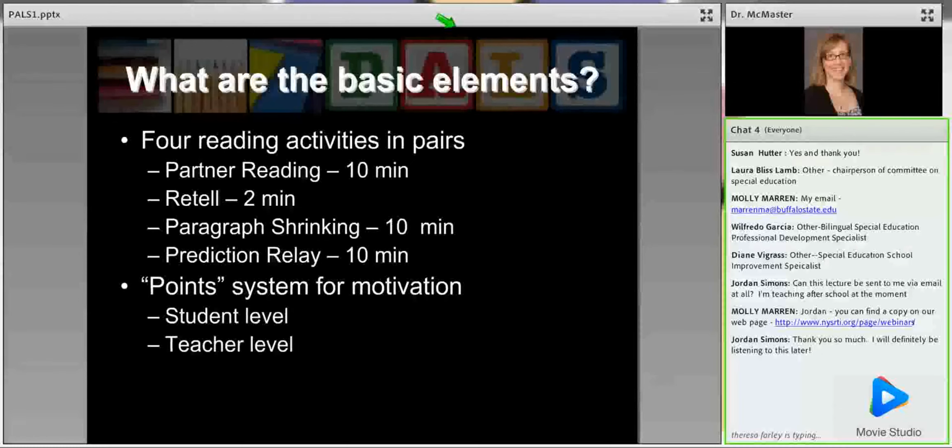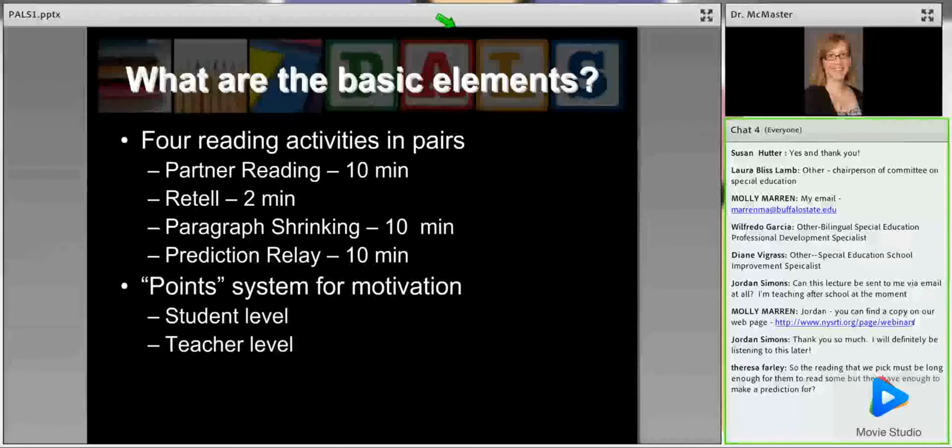So while kids are reading, the teacher would be walking around and listening to the partners reading, making sure that kids are helping each other and being good coaches, that they're reading with expression and doing a good job with their retells and their paragraph summaries and so forth. So the teacher can also give points to reinforce particular behaviors that they're looking for during that session.